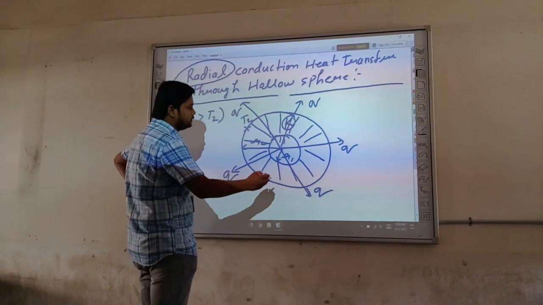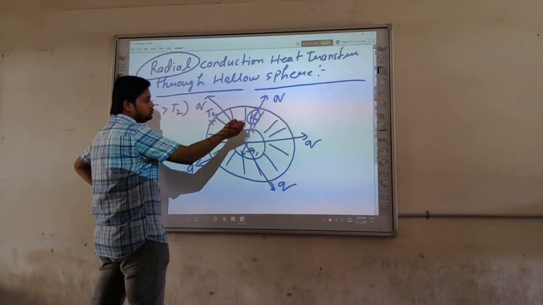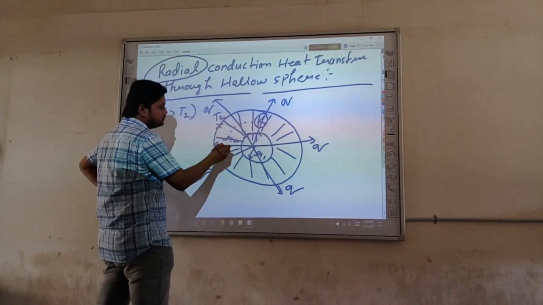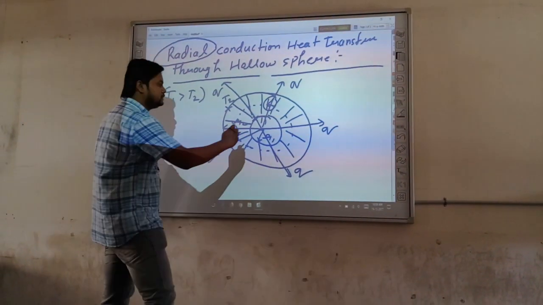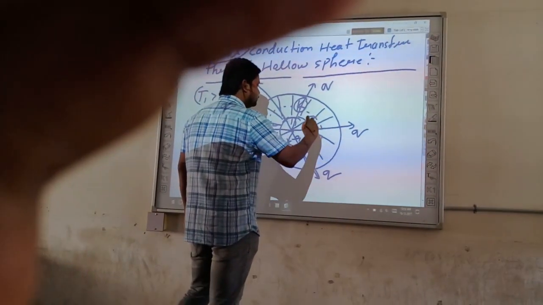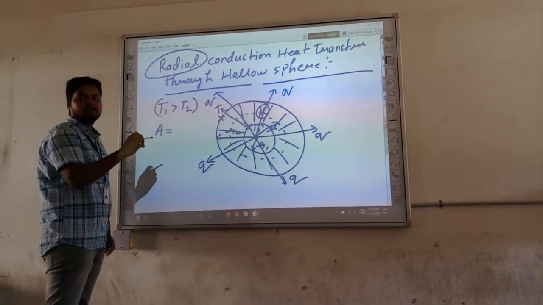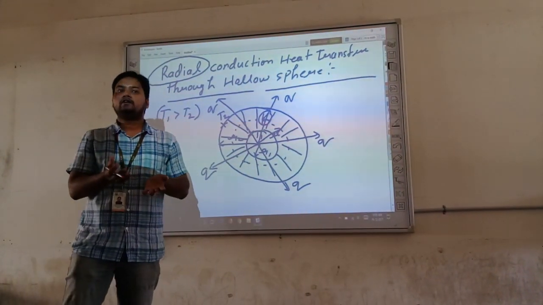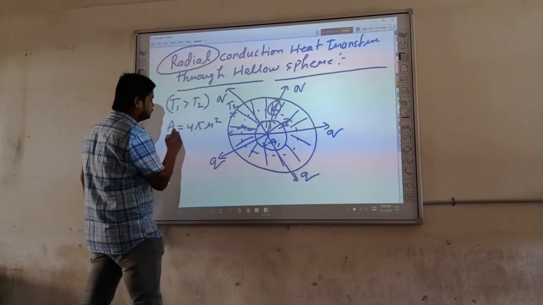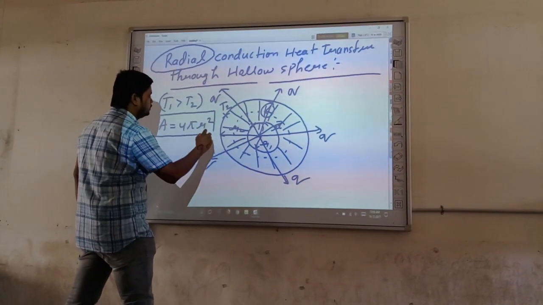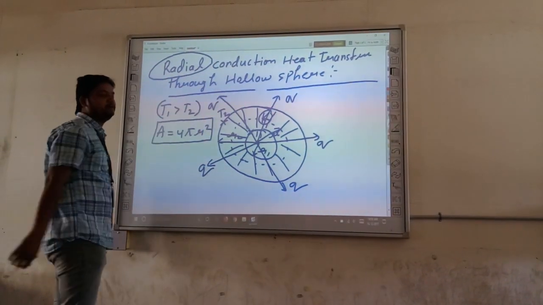You can see that here A is changing. Like here is R1, here is some R. So you take one small element here. Suppose this distance is small. What will be the area here? Surface area, it is kind of 3D square. Surface area is 4 pi R square. You can take it here also. So based on R, the area will be different.